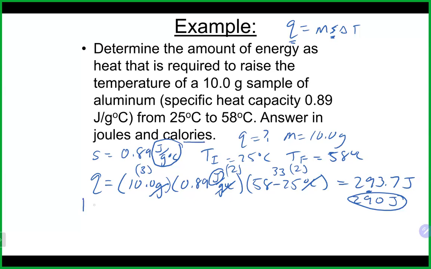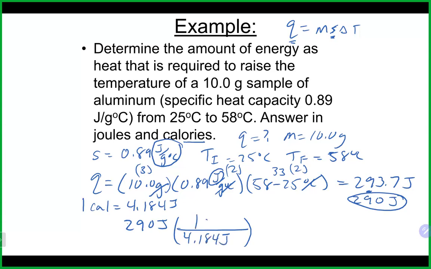So again, 1 calorie is 4.184 joules. We could take the rounded number or the other number; you'll get pretty close to the same number. We can go 4.184 joules on the bottom, 1 calorie on top. Those joules are going to cancel, and it looks like about 69 calories. If you did not use a rounded number, then about 70 calories, I think, is what you got.